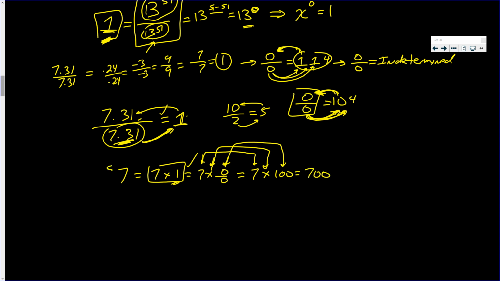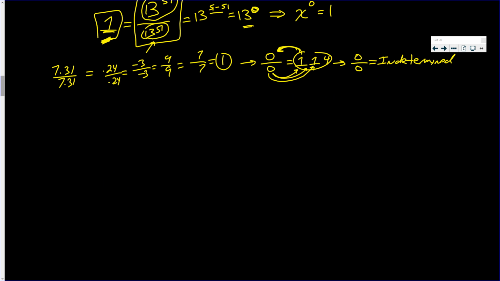700. So if I owe you $7, you can say, hey, you have to pay me back 700. Why? Because 0 over 0 can equal 1, and it can equal 100, which is nonsense. We cannot let 0 over 0 equal any number that we want. That is why we call it indeterminate. We don't know what it is.